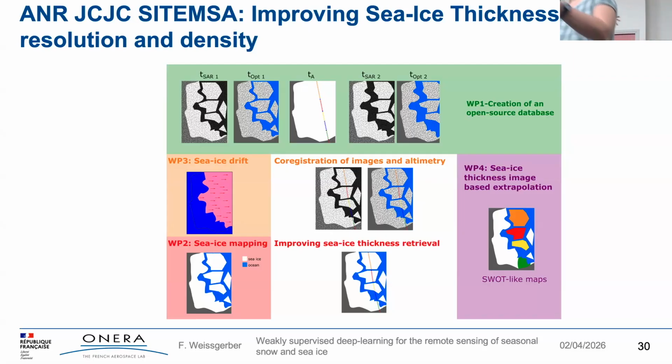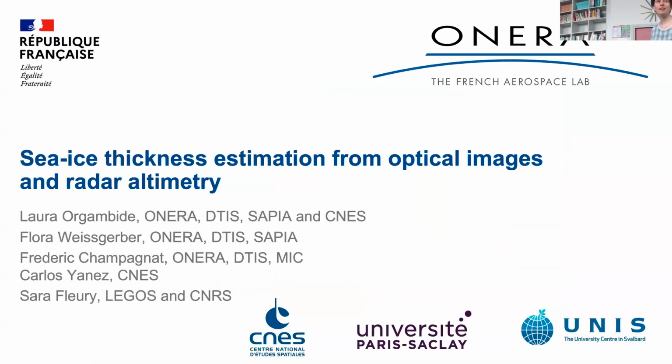But the goal would then be to try to get information from the image, the texture of the image, to try to extrapolate a bit the thickness and try to get a larger thickness map. And I said they are SWOT-like, because SWOT is a new sensor launched by the CNES that is doing SWOT altimetry. And so the goal would be to bridge these two types of sensor.